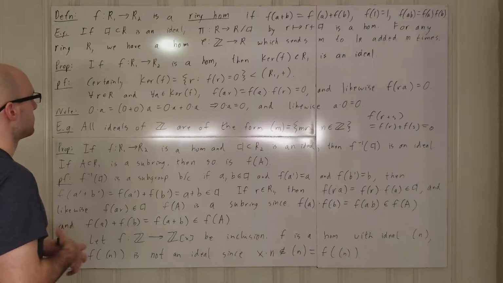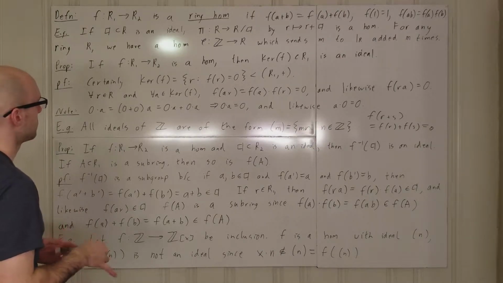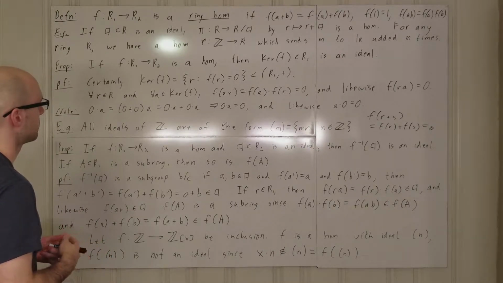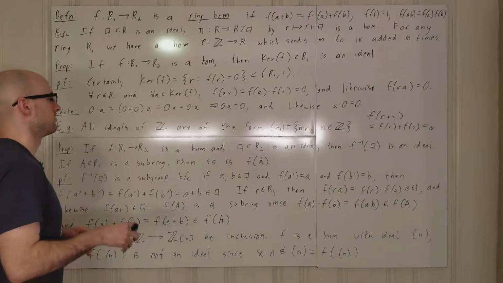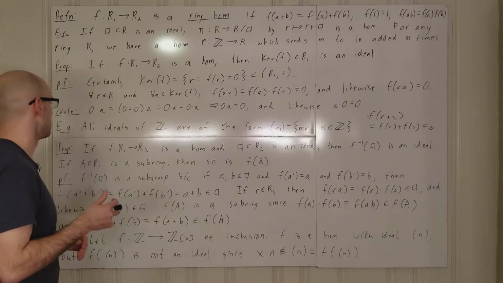All right, and certainly it contains, do we have to have 0? Well, right, it's a subgroup, so it contains 0.